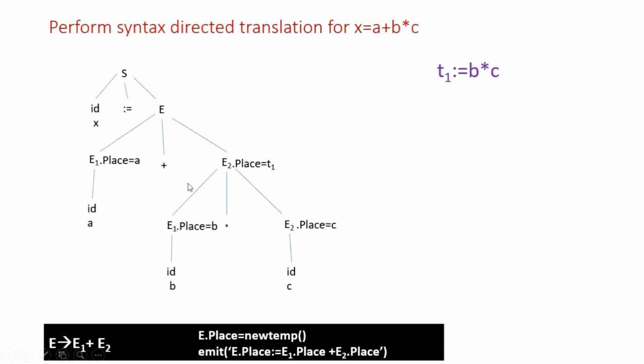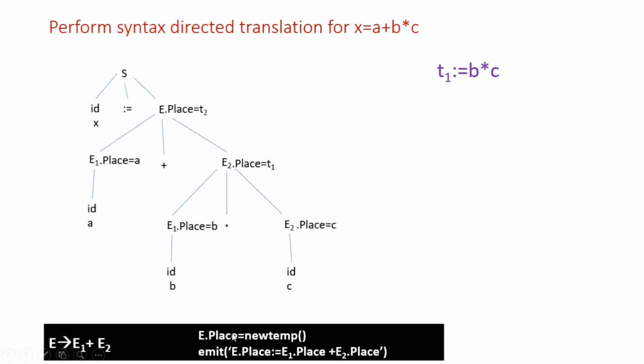So the next subtree is here, E tends to E1 dot place plus E2 dot place. So we'll take this subtree. Obviously this says that E dot place should be generating a new temporary variable. So E dot place is this place. This will be generating a new temporary variable because there is already a temporary variable called T1. So obviously it will generate a new temporary variable called T2. So this E dot place will have the temporary variable T2.